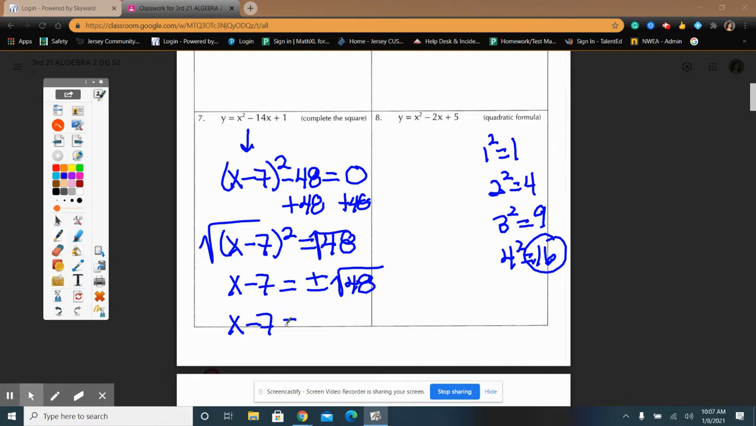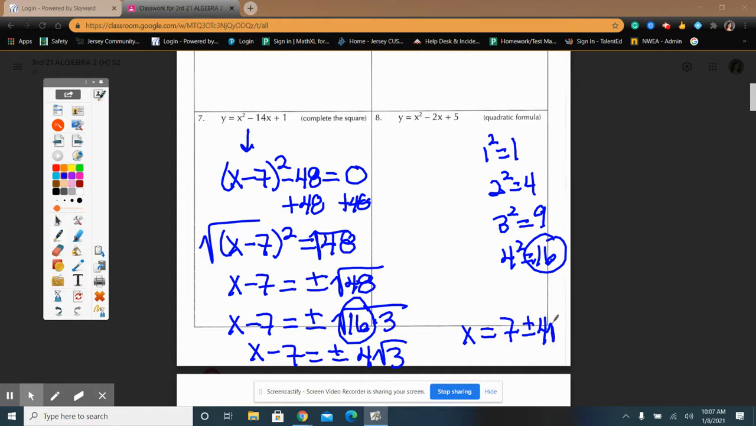So x minus 7 is plus or minus, 48 is the same thing as 16 times 3. Well, the square root of 16 is 4. So x minus 7 is plus or minus 4 square root of 3. To get x all by itself, you'll just add 7 to both sides, and you get 7 plus or minus 4 square root of 3, which means the two answers are 7 plus 4 square root of 3 and 7 minus 4 square root of 3.